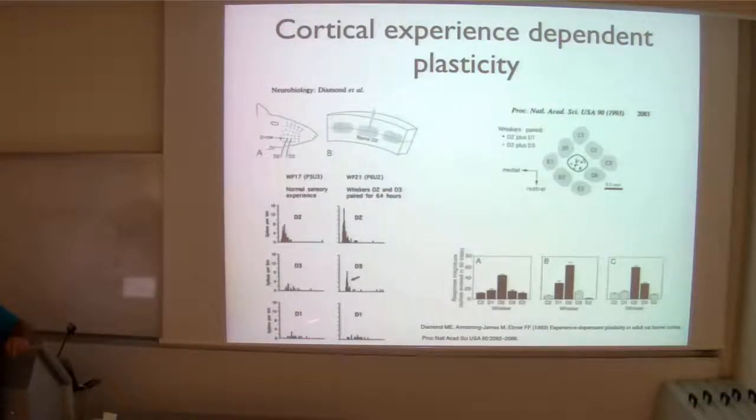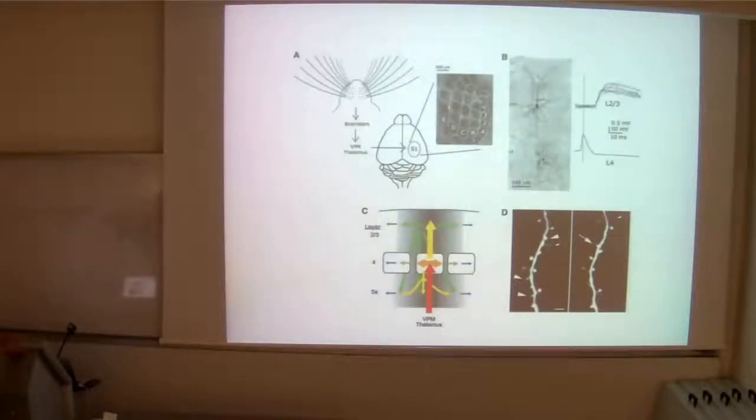So this is kind of Hebbian plasticity. And D1 is a control, because D1 was not paired with D3 or D2, and its response did not change. So this is a control showing that the plasticity was related to the fact that you stuck the two whiskers together.